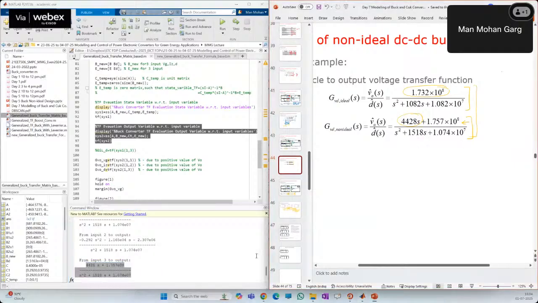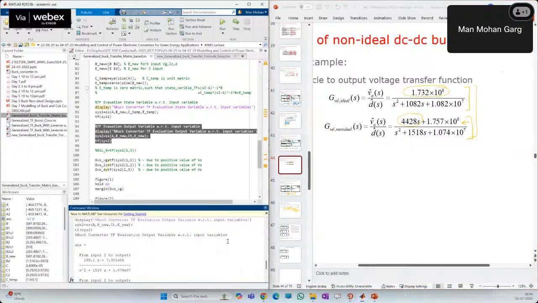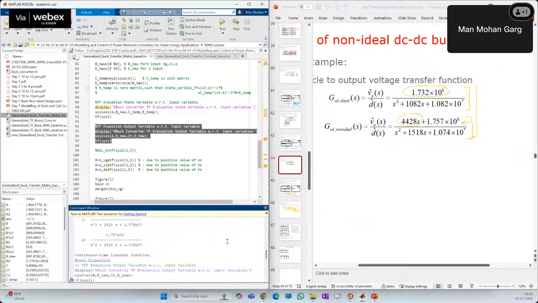So this is V node upon D. But what we observe here is that this is V node upon D, and the previous one is V node upon C. Sorry, this transfer function is Vc upon D, and you will see that the characteristics of both are different. What is the difference? The denominator remains the same for all transfer functions. The numerator is different. Why is the numerator different?